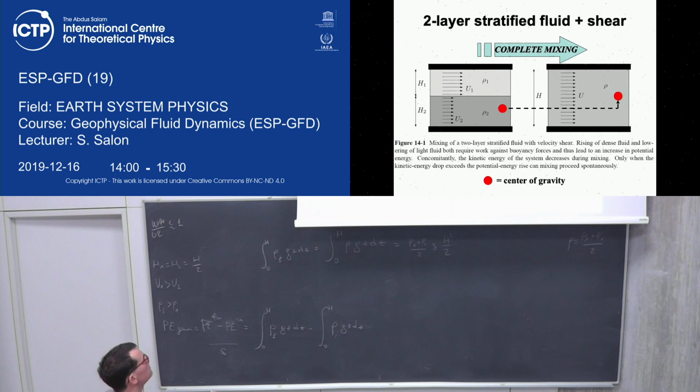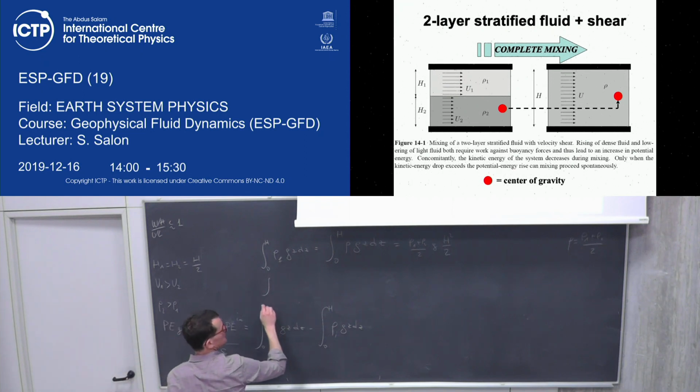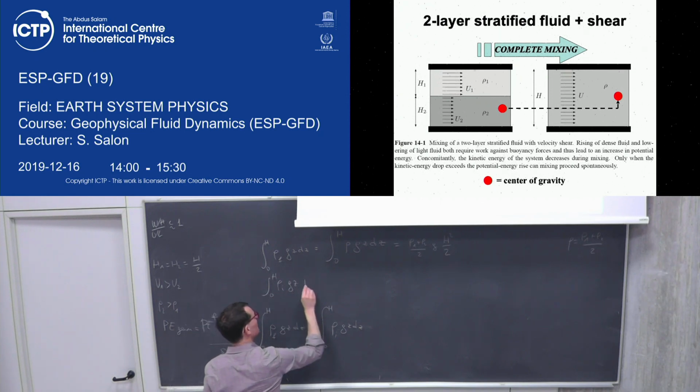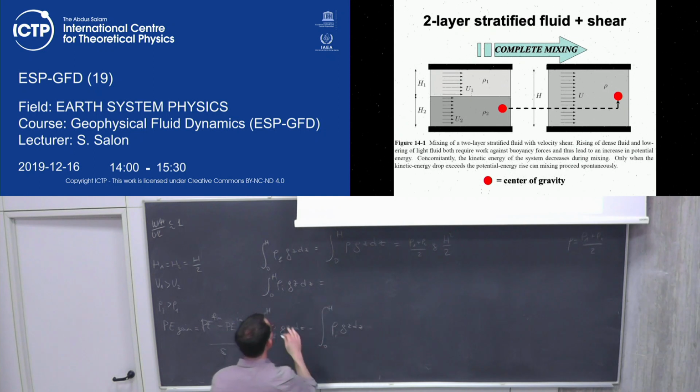Then, I need to know the potential energy in the initial state. So now I have to split. Sir? Yeah. The potential energy per surface? Per surface, yes. Okay.